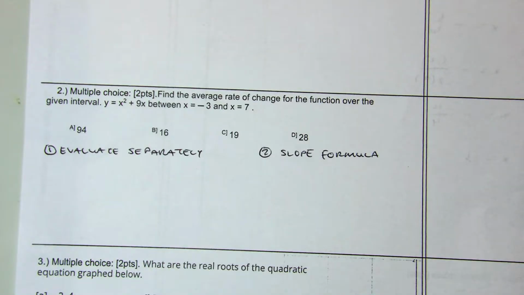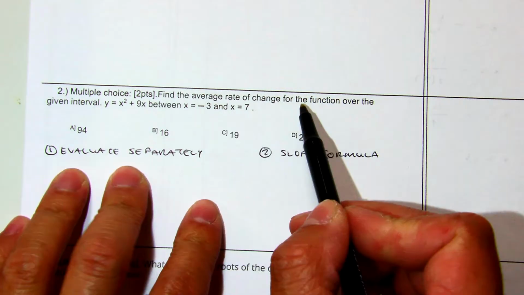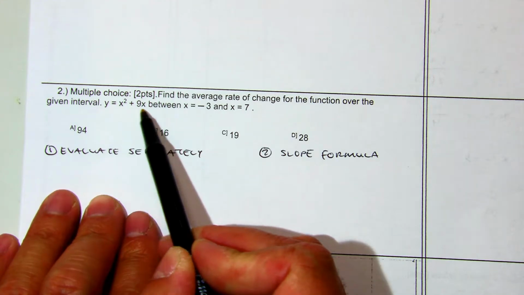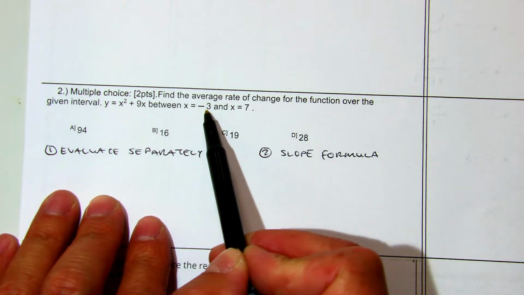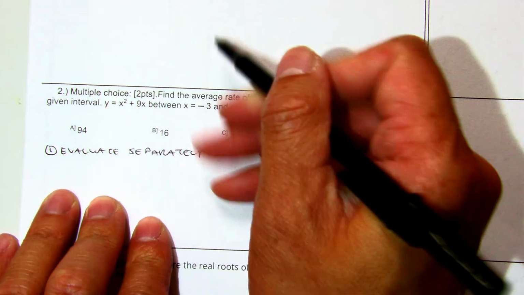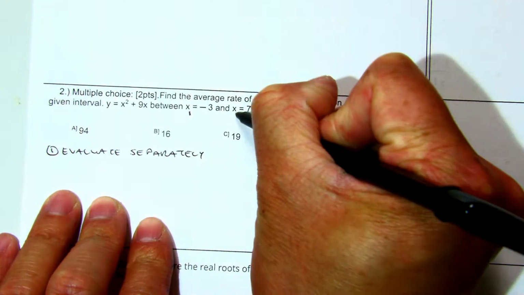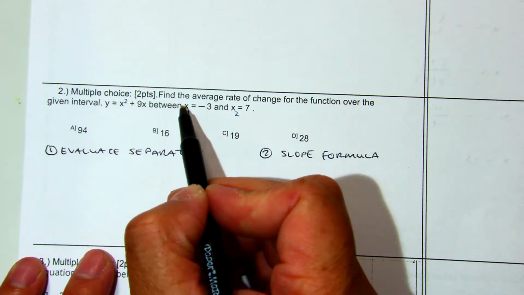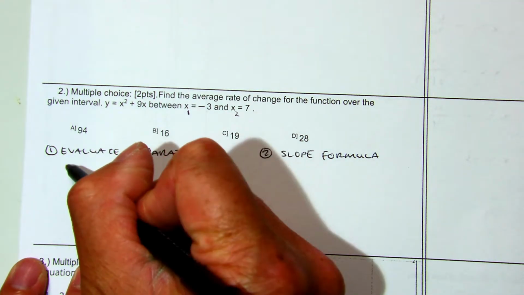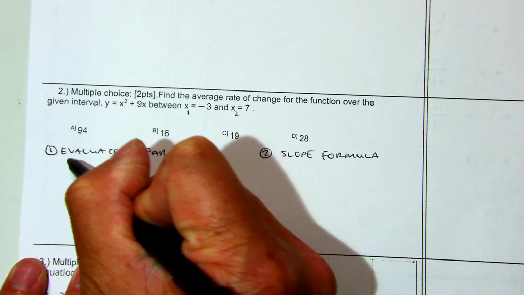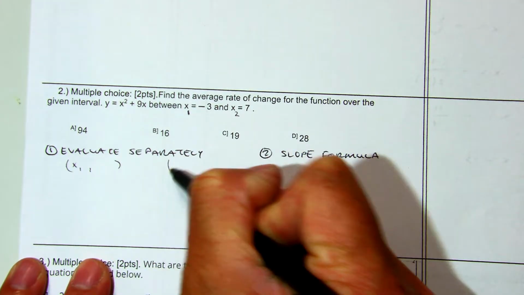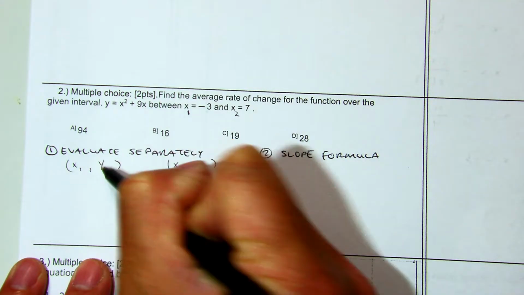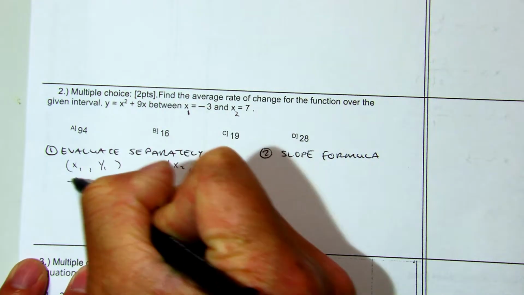All right, let's go over question number 2. Find the average rate of change for the function over the given interval: y equals x squared plus 9x between x equals -3 and x equals 7. So this is my x1 value. This is your x2 value. We'll put in x equals -3 into our equation here, and we'll do it separately for the x2 value. So let's put in -3 and see what happens.